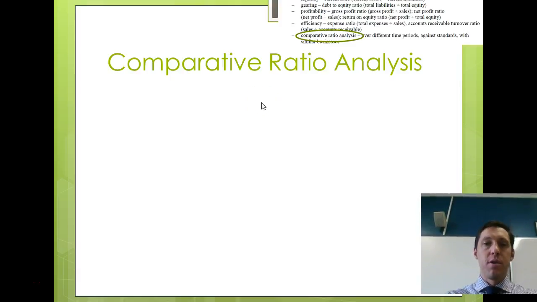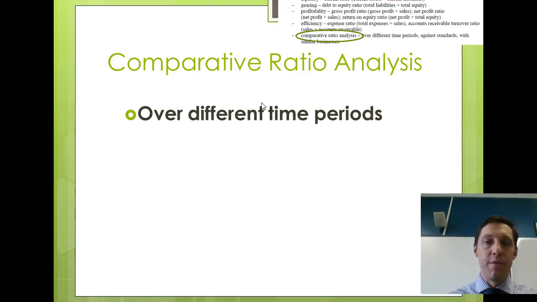Okay, this video is going to focus on comparative ratio analysis, which is the last part of financial ratios. So we've been looking at the different ratios, the liquidity ratio, the gearing ratio, the profitability ratios, as well as efficiency. But as I've been saying a lot in class, these ratios really mean nothing unless you compare them to something. And that comparison will happen either over different time periods.